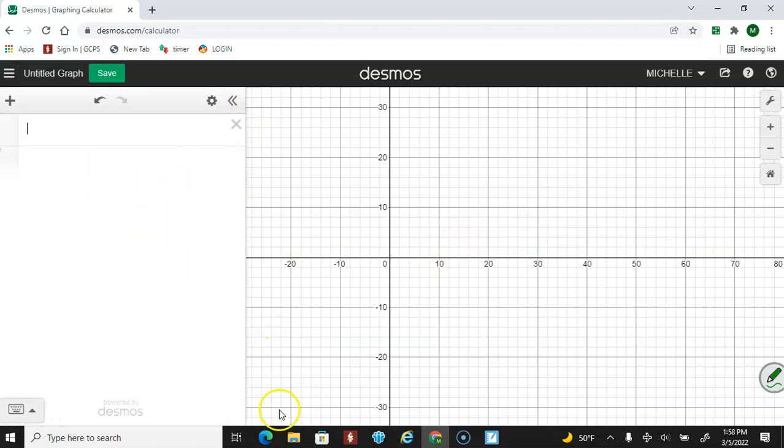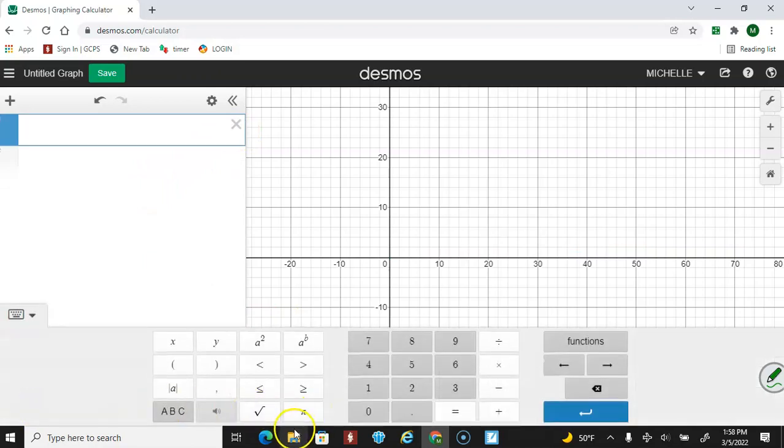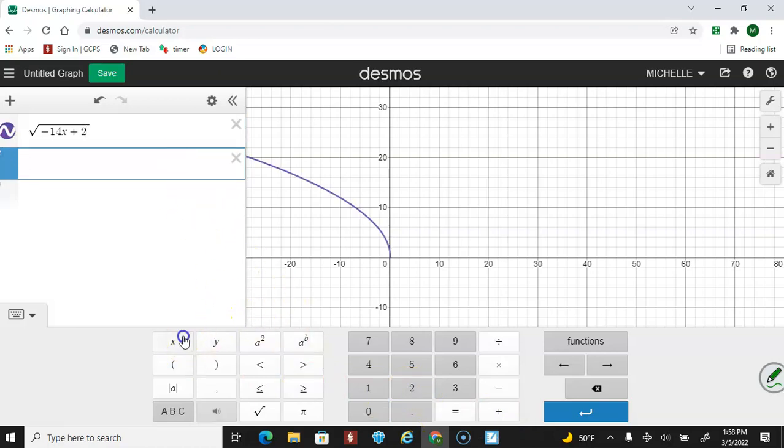Let's check our next one. So again, we're going to do the square root, and you're going to see how much faster it is to do it this way, guys, considering how long it just took me to do that problem. So 14x plus 2 for my first equation. My second equation is going to be x minus 3.